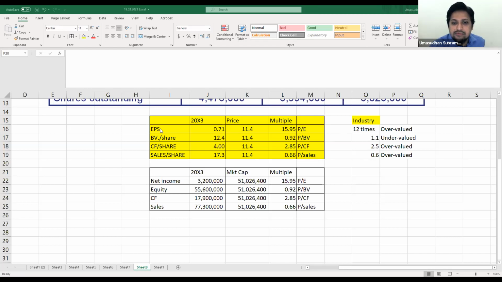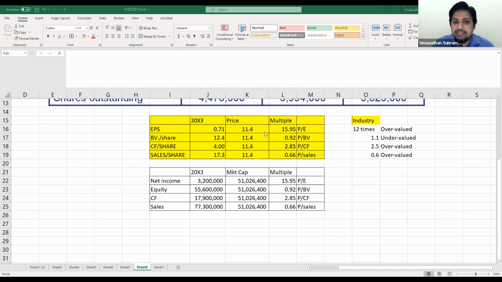11.4 divided by 12. But you expect the stock price to drop from 11.4 to 0.95? Okay, simple. Think simple. The stock is EPS. What is this price? In PE multiple, how do you interpret? Your price is how many times your EPS is trading, right?